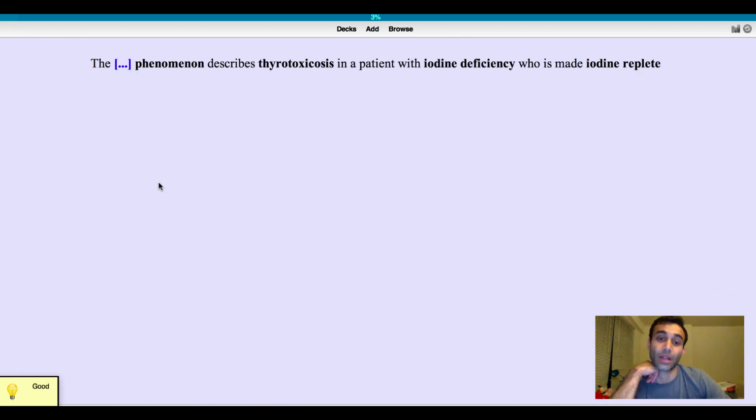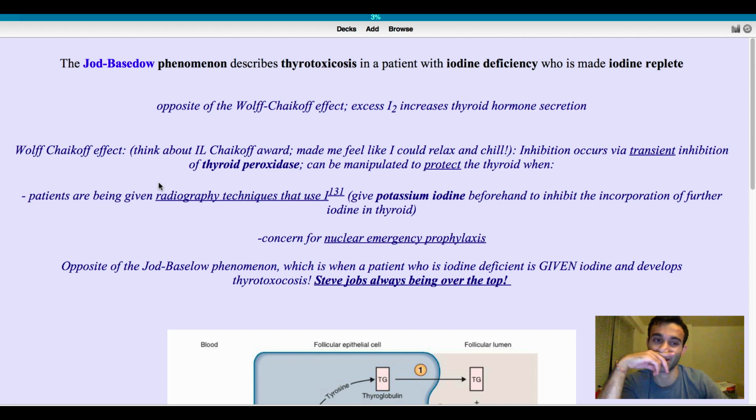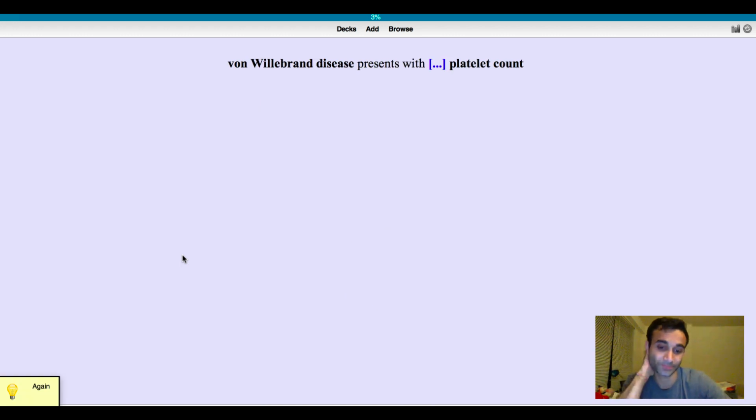The blank phenomenon describes thyroid toxicosis in a patient with iodine deficiency who is made iodine replete. Oh, I know this one. I just learned this. It's called the Jod-Bakewit phenomenon? No, it's the Jod-Basedow. I gotta remember that. You'll see how I remember it. It's the opposite of Wolff-Chaikoff. And the way I remember the Chaikoff is because I got a Chaikoff award when I graduated, and it made me feel like I could relax and chill, as opposed to this one, Jod-Basedow. Think about Steve Jobs always being over the top. That's how I remember this, even though I clearly don't remember it as well. So this is one I'm still learning.